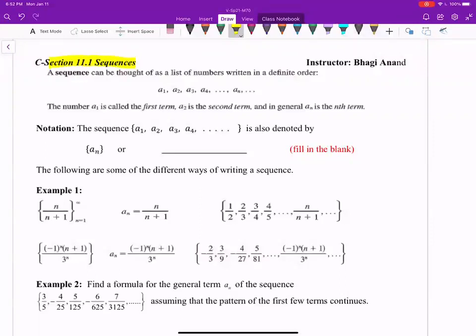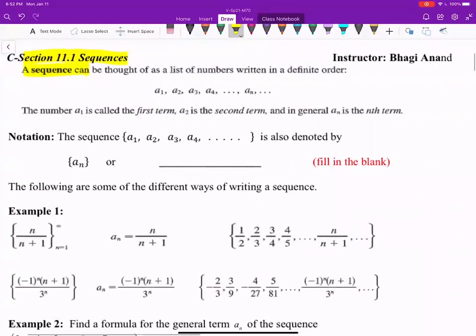What is a sequence? A sequence can be thought of as a list of numbers written in definite order: a1, a2, a3, a4, etc., a_n, and so on. So a sub 1 stands for the first term, a sub 2 stands for the second term, a sub n stands for the nth term.